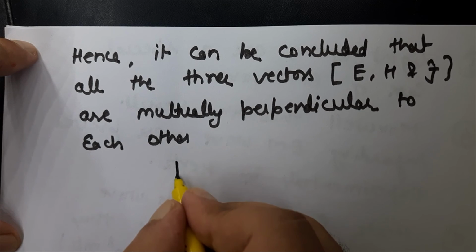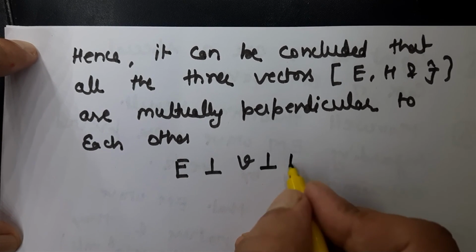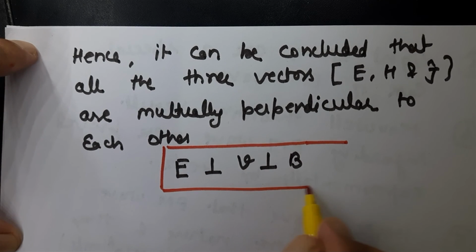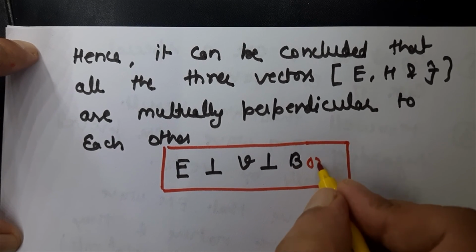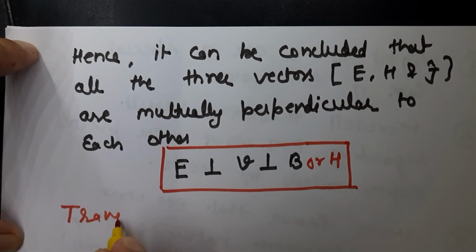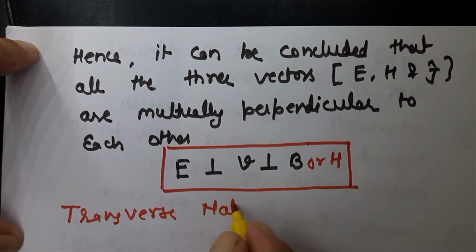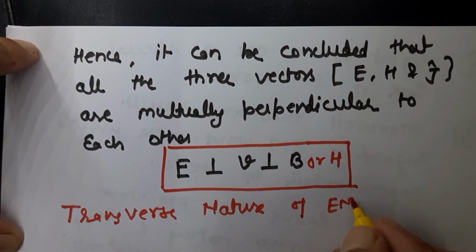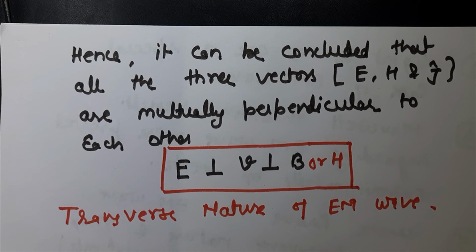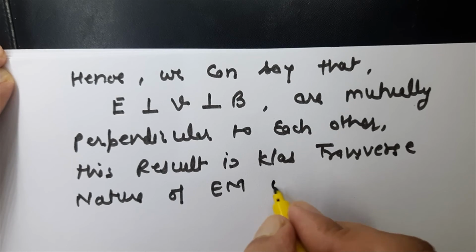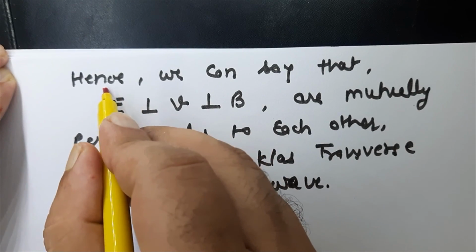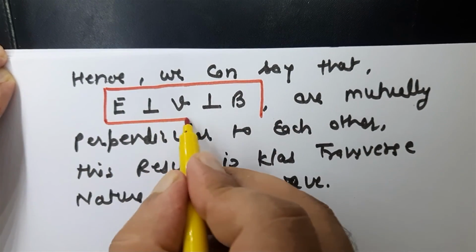So this result, that E is perpendicular to V and is perpendicular to B, that all these three vectors E, V and B, you can also write it as H. There is no problem with that. This B or H, both are the same. So this E, V and H all are mutually perpendicular. This result is called the transverse nature of electromagnetic wave. So this nature, that E is perpendicular to V is perpendicular to B, is known as the transverse nature of EM wave.